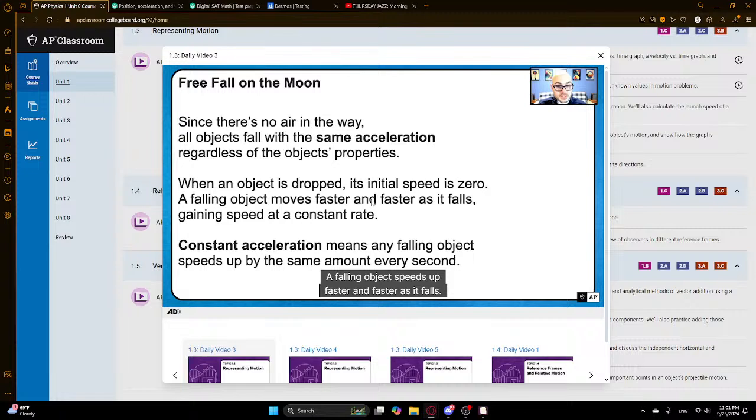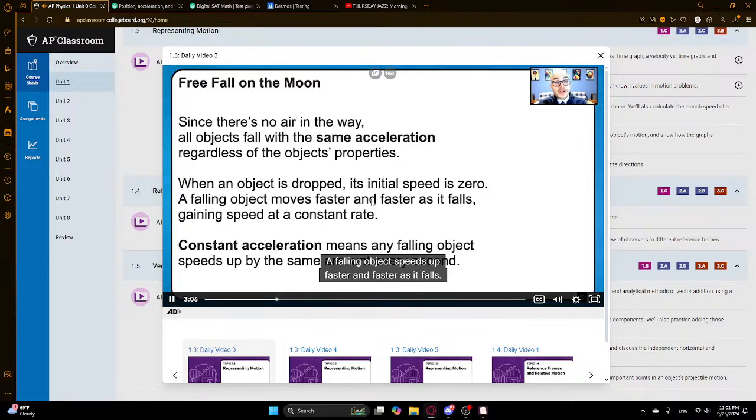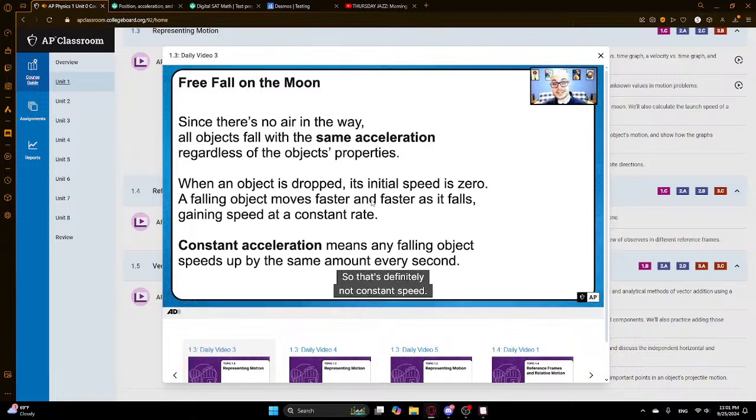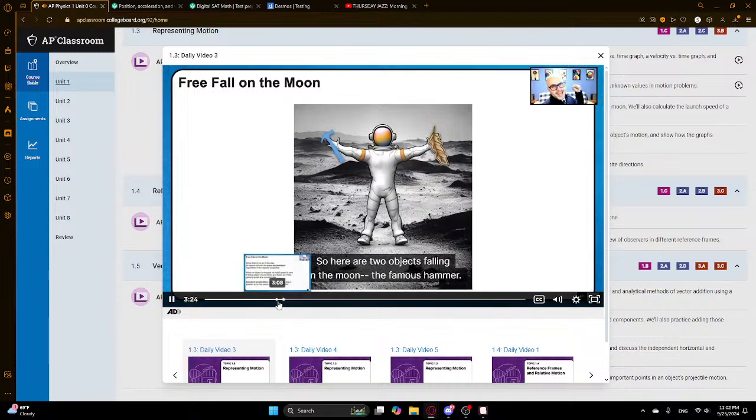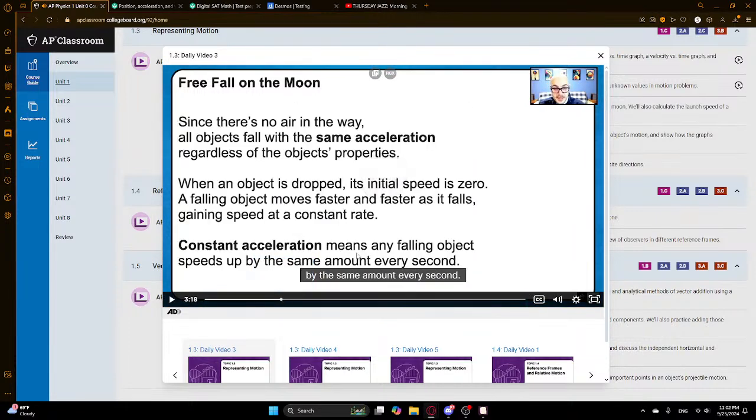It speeds up faster and faster as it falls, so that's definitely not constant speed. Constant acceleration means that any falling object speeds up by the same amount every second. So here are two objects falling on the moon.